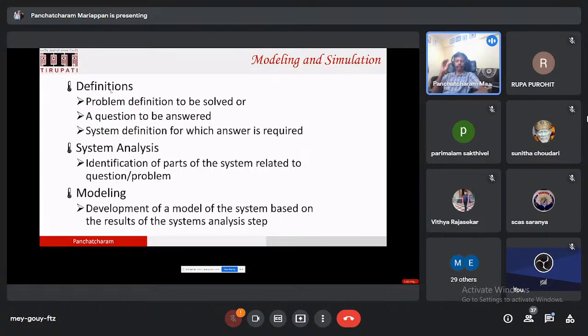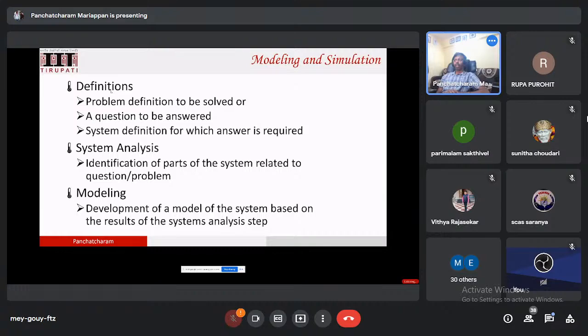First, you have to define what the problem is, or decide what question you are going to answer. What is the question to be answered? That means you have to define the system for which the answer is required. What is the system definition for which the answer is required?